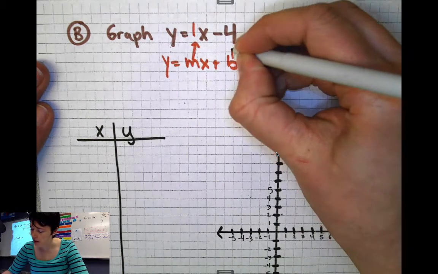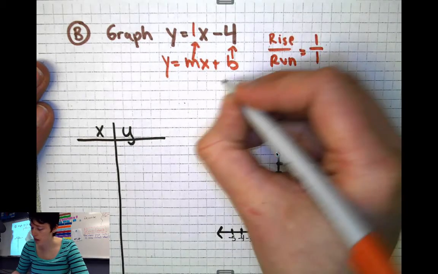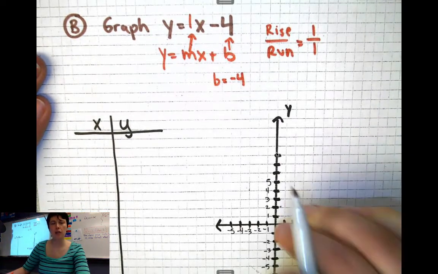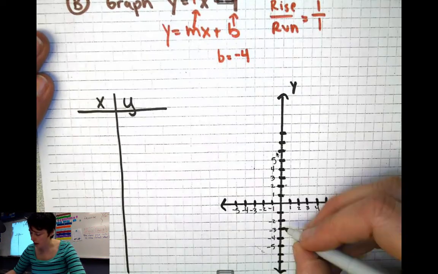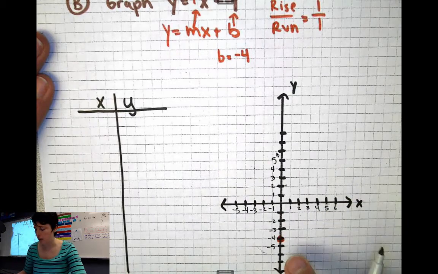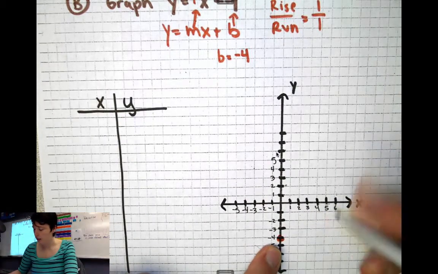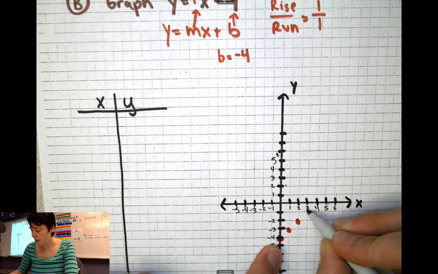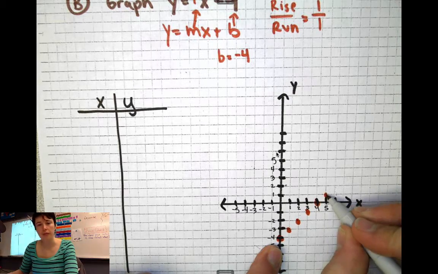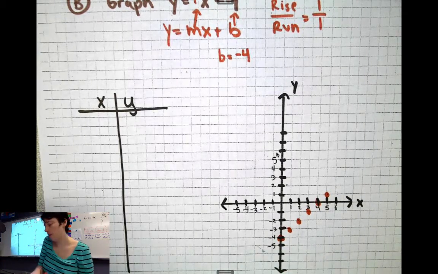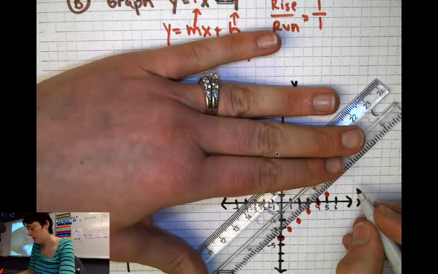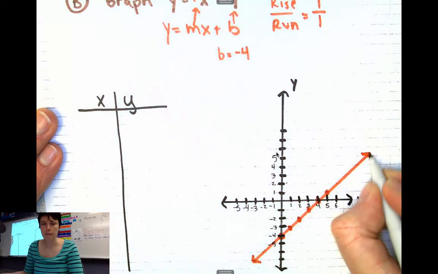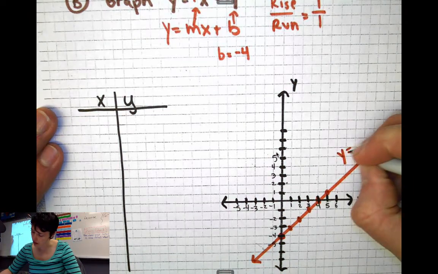Now my b, my y-intercept, is at a minus 4. So b in this problem equals a negative 4. Which means down on this graph, I'm going to have to start down at negative 4 on the y-axis, way down here. And my rise and run is up 1 over 1, up 1 over 1, up 1 over 1. And once I do this a couple of times, I did a lot of points there. I take my ruler, I line them up nice, I connect my points, I draw some arrows, and I write my equation, y equals x minus 4.